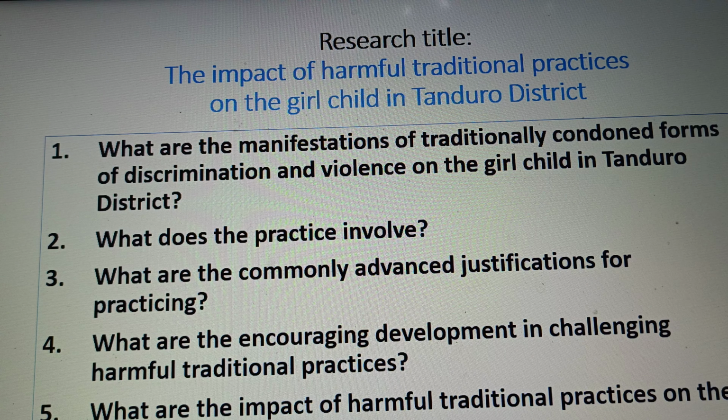The fourth one is, what are the encouraging developments in challenging harmful traditional practices? This is also what the researcher wants to study, to investigate, to examine. The last one the researcher put as one of the basic research questions is, what is the impact of harmful traditional practices on the girl child in Tanduro district? So it could be written in this way and in other ways.